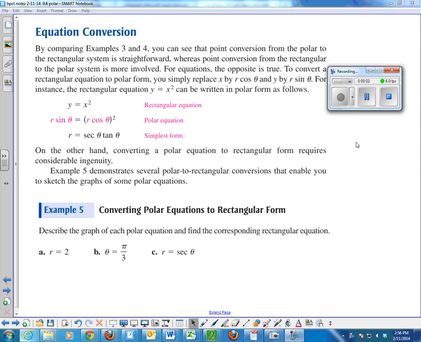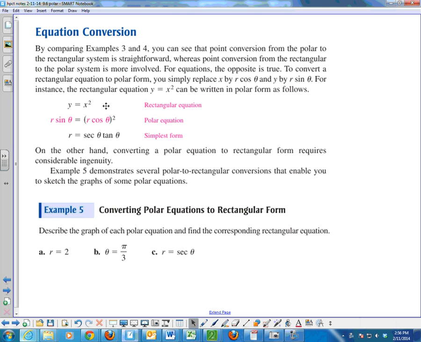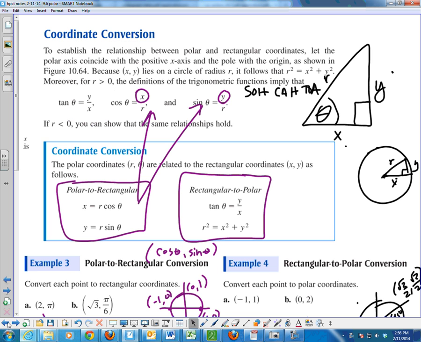Okay, let's finish our lesson on polar coordinates. This is going to be for if you are trying to write an equation or change an equation from rectangular to polar. So we're going to use the substitutions that we had here to substitute for x and for y.